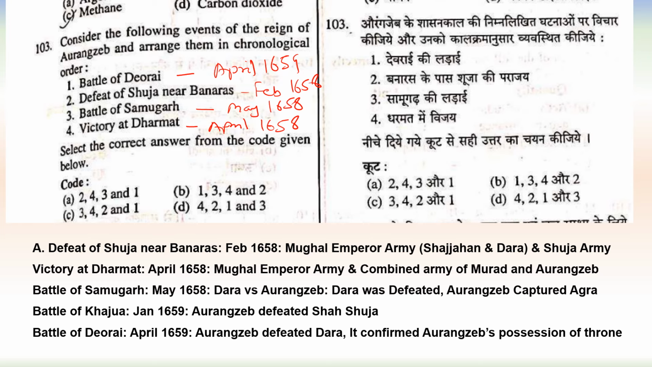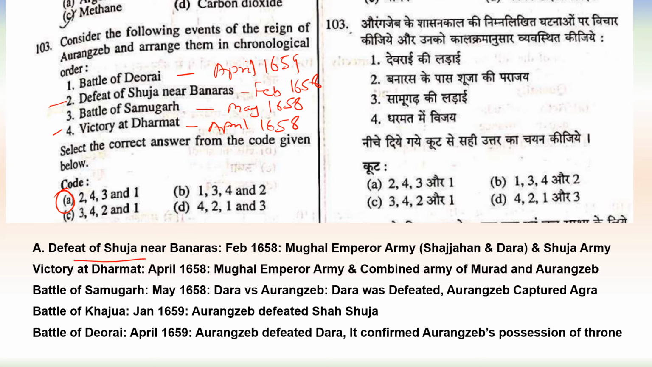So in this way, defeat of Suja near Banaras happened first. So 2. Then victory at Dharmat, 4. Then battle at Samugarh, and at last it is battle of Devrai. So 2, 4, 3, 1. 2, 4, 3, 1 is our answer.